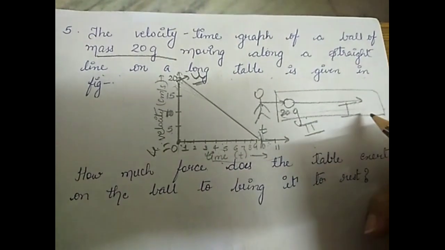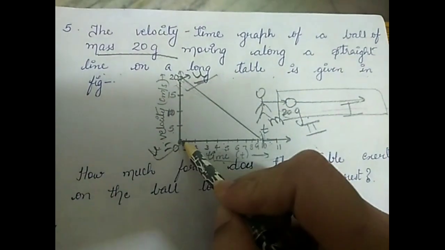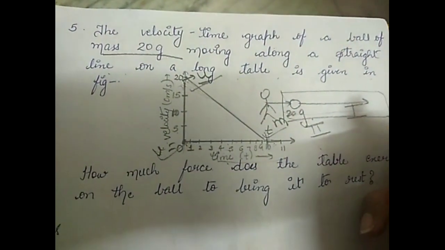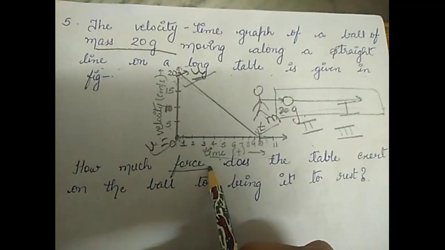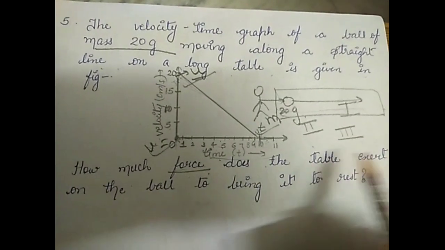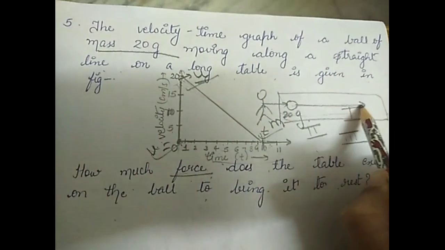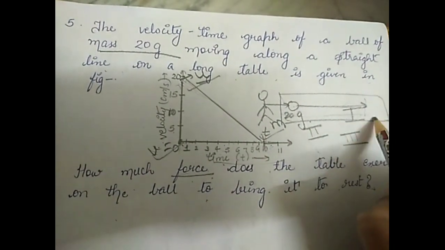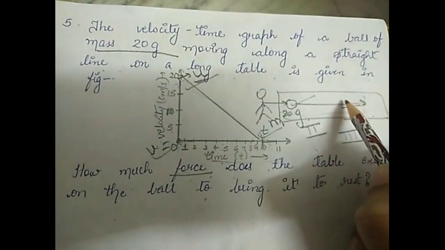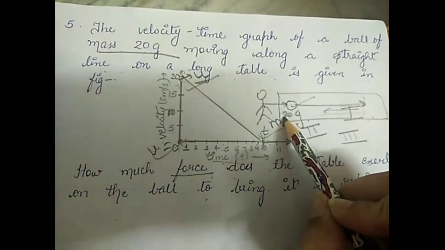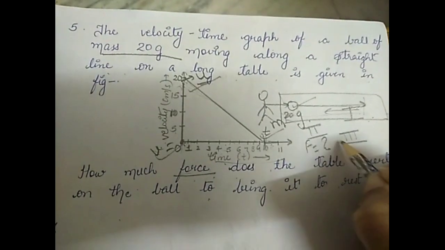Second step, what is given to us? M is given, U is given, V is given, and T is given. Now the third step, what we need to find out? We need to find out the force. How much force does the table exert on the ball to bring it to rest? It will stop after some time because table is applying a friction force to the ball, in opposite direction. How much force we need to find out. This is our third step.